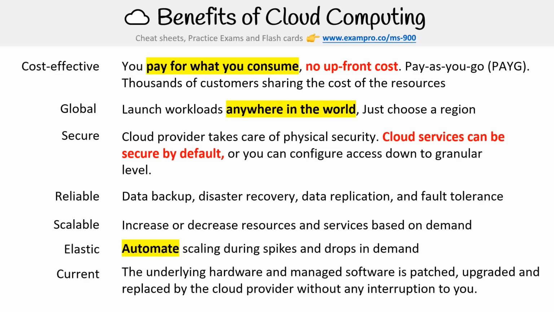And finally, it's also current. So the underlying hardware and managed software is patched, upgraded, and replaced by the cloud provider without interruption to you. And for the last point, there are cases of interruption, but generally fewer interruptions than you would have on premises. So there you go.